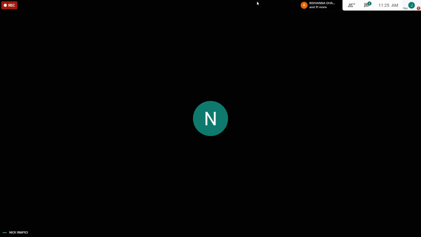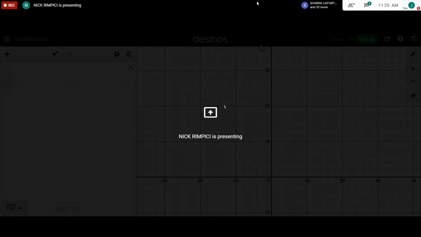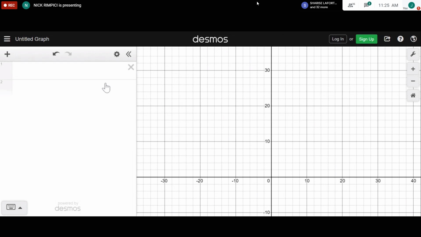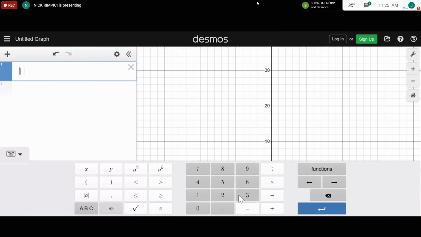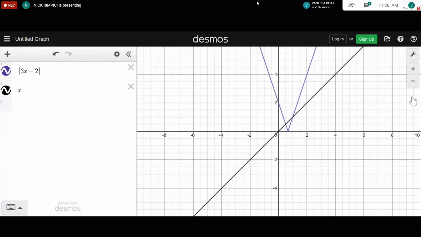3x minus 2. Okay, decimals is loading up. It should be visible now. So 3x minus 2, absolute value. And the other equation was just x, I believe. Okay, so let me zoom in a little bit.